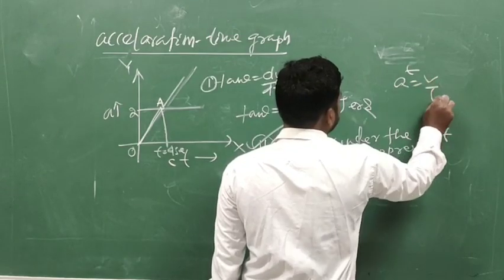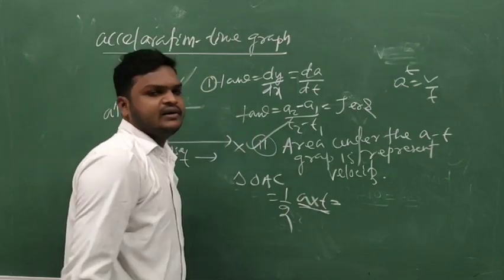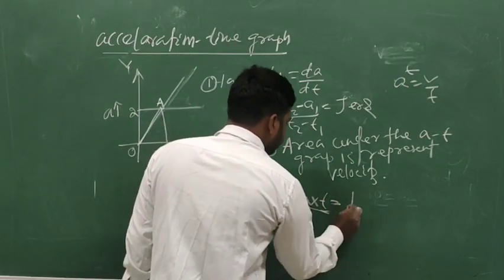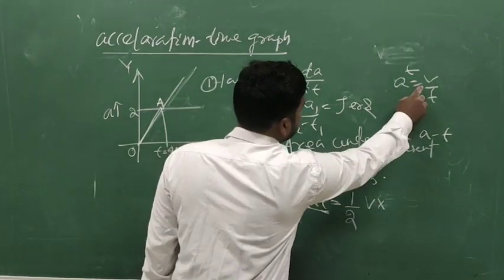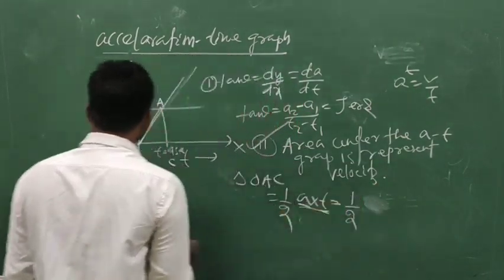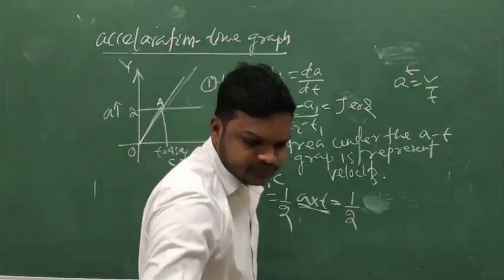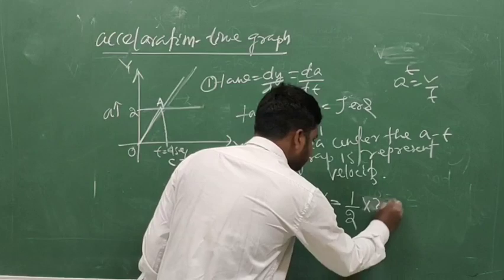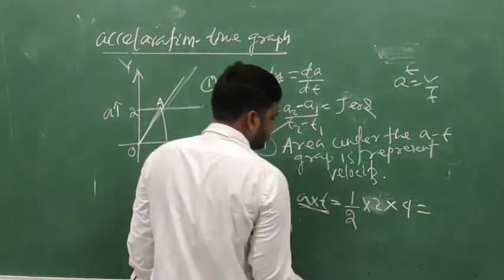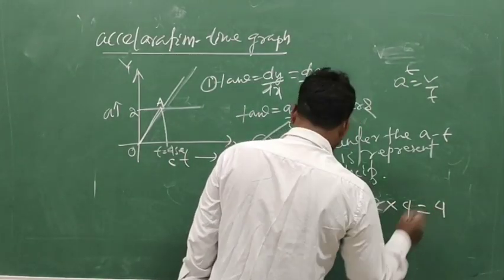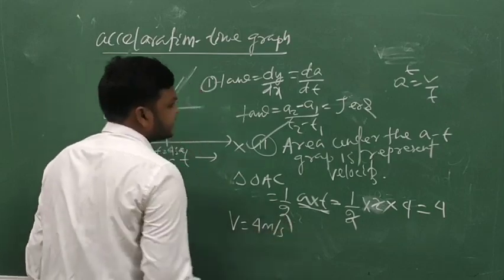Acceleration is equal to velocity upon time. So velocity is equal to acceleration into time. So in this case we can use half into acceleration, acceleration is 2, into time is 4. That means 2 cancels 4, and this 4 represents velocity, 4 meter per second.